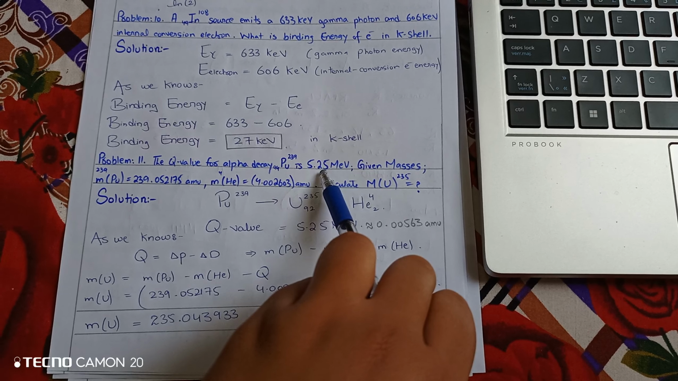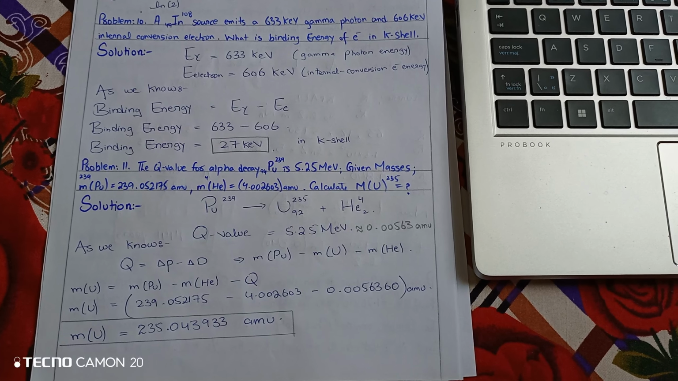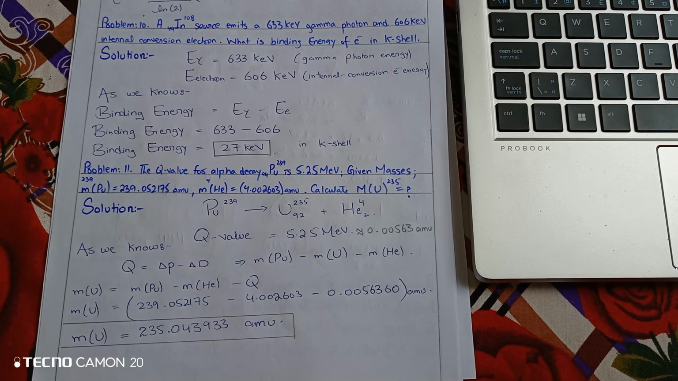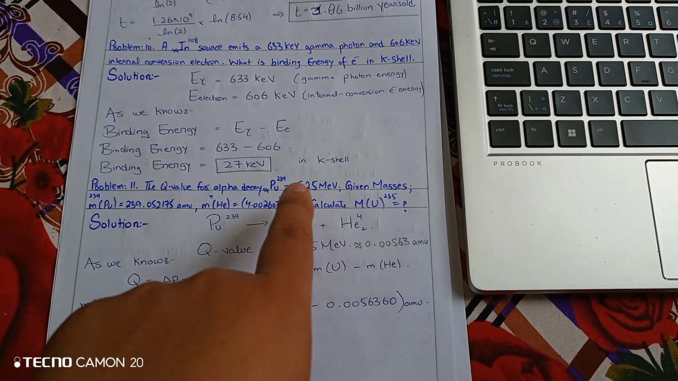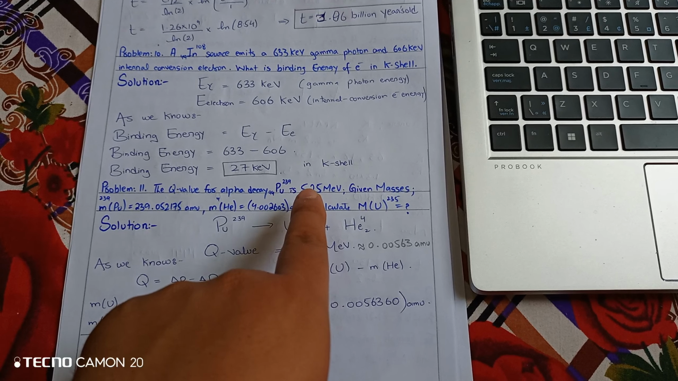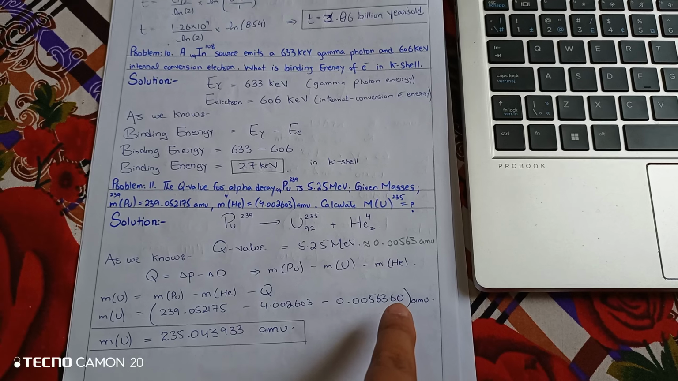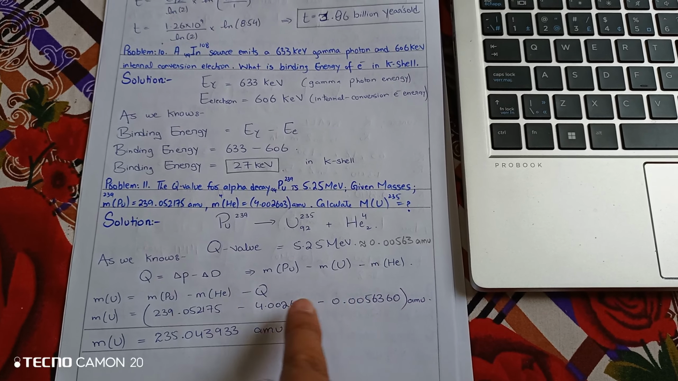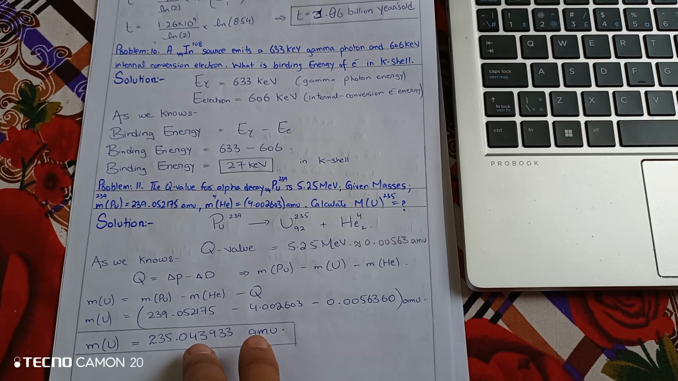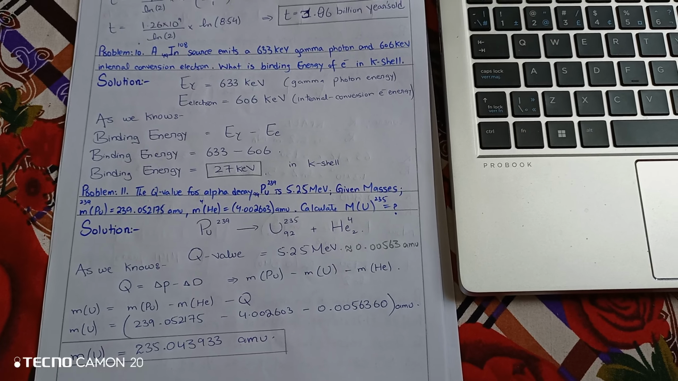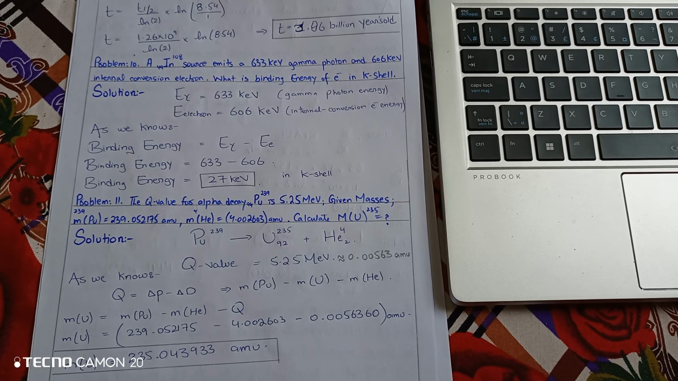How can you convert mega electron volts into AMU? You just have to divide 5.25 by 931.502. You can easily convert your mega electron volt value into AMU. So after dividing 5.25 by 931.502, you will get 0.0056360, which is the Q value in AMU. After subtracting, you can easily get the mass of uranium in AMU, which is 235.043933 AMU. So this is how you can calculate the mass in AMU if the Q value is given.